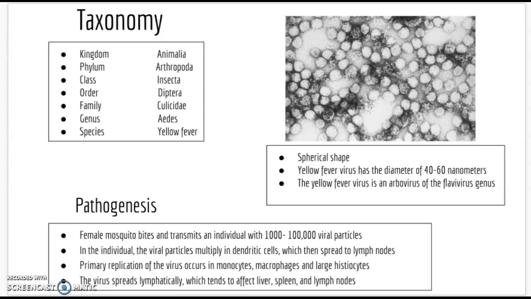The pathogenesis of yellow fever begins when a female mosquito bites and transmits 1,000 up to 100,000 viral particles to an individual. In the individual, the viral particles multiply in dendritic cells, which then spread to the lymph nodes. Primary replication of the virus occurs in the monocytes, macrophages, and large histiocytes. The virus spreads lymphatically, which tends to affect the liver, spleen, and lymph nodes.